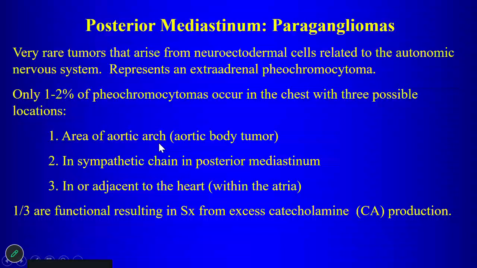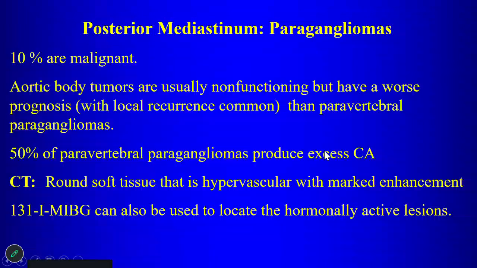They can also occur around the aortic arch, aortic body tumors in the posterior mediastinum, in or around the heart, within the atrium. One third are functionally active, so patients can present with hypertension or will have elevated catecholamines. So you can recommend doing that. If you see a markedly enhancing tumor around the heart, you're thinking of paraganglioma, you can recommend that they look at the catecholamine levels. Right? Some of these can be malignant.